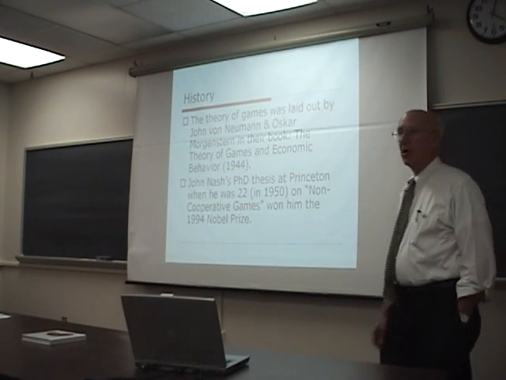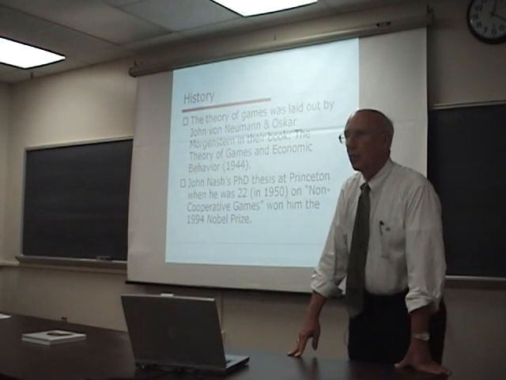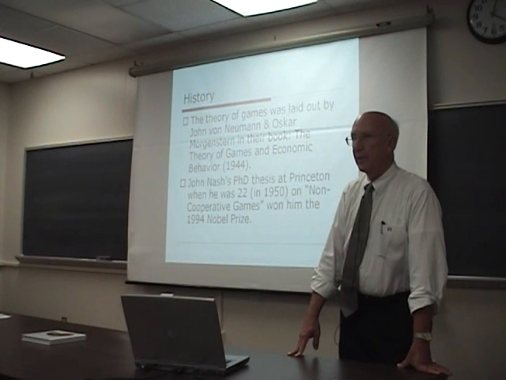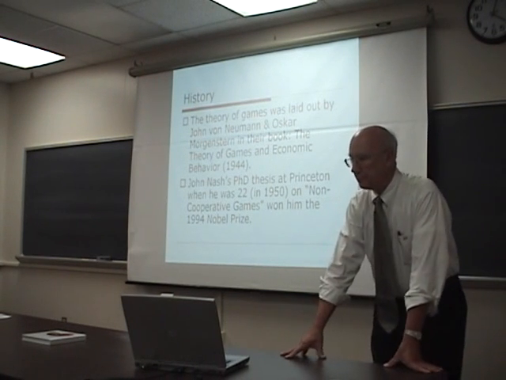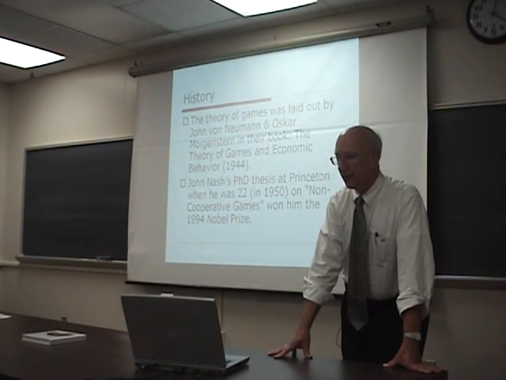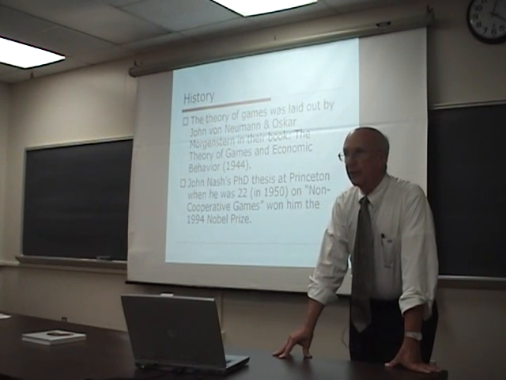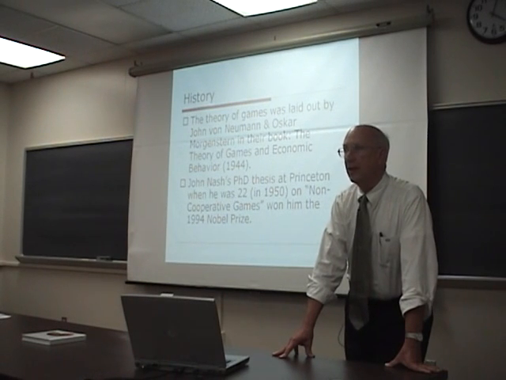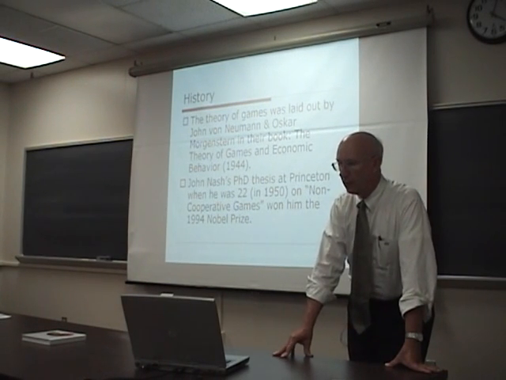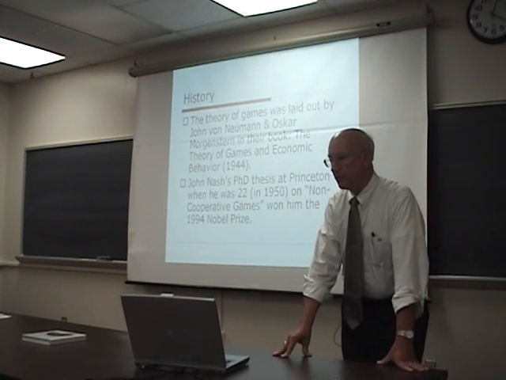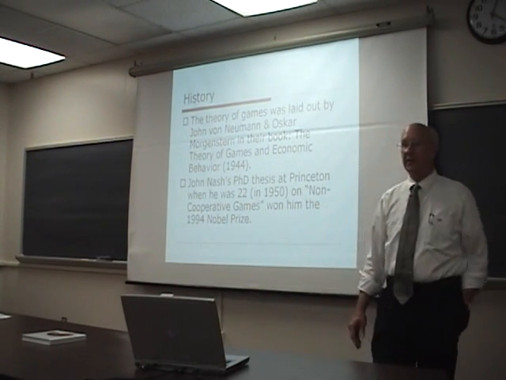The theory of games, as you know, was laid out by von Neumann and Morgenstern in 1948. He actually did a lot of the work before that. And there are some very interesting stories about the origin of that. As you know, von Neumann was at the Institute for Advanced Study as a permanent member along with Einstein and Hermann Weyl, who worked in group theory. John Nash did his PhD thesis when he was 22 in 1950 on non-cooperative games.